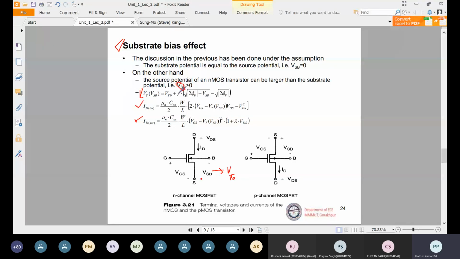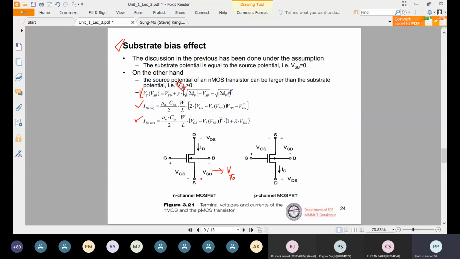What is the name of this gamma value? That is the body effect coefficient, or you can say body effect value. We call it the body effect constant coefficient, and it depends on the doping, that is, the doping concentration of the substrate. It is multiplied by, in bracket, under root 2 phi f, that is the Fermi potential required to invert the channel, plus VSB, again minus under root 2 phi f.